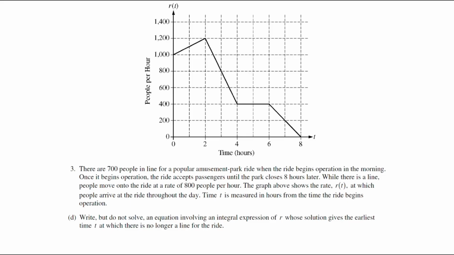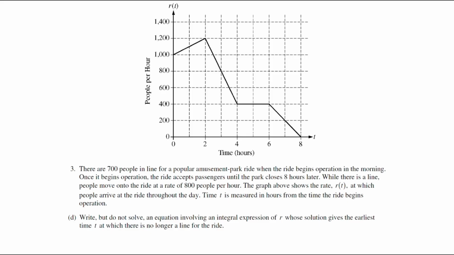And in part D here, we're asked to write, but not necessarily solve, an equation involving an integral expression of r, the function r, whose solution gives the earliest time t at which there is no longer a line for the ride. Well, we want the number of people in line to be 0, right?